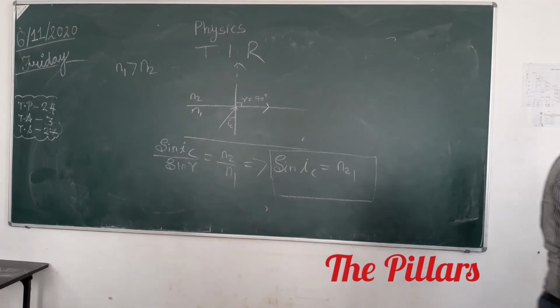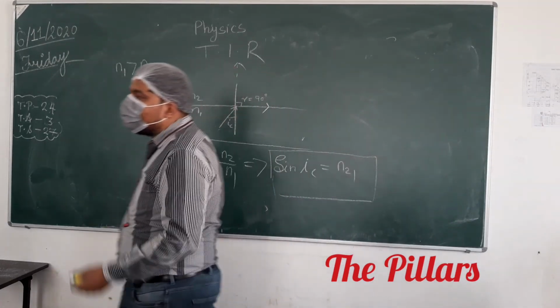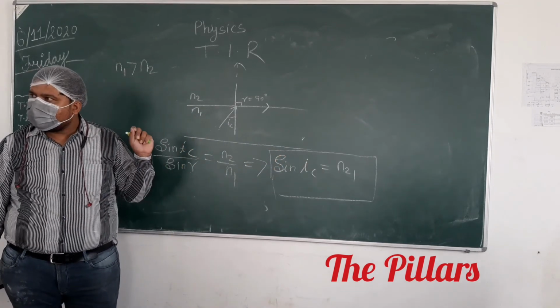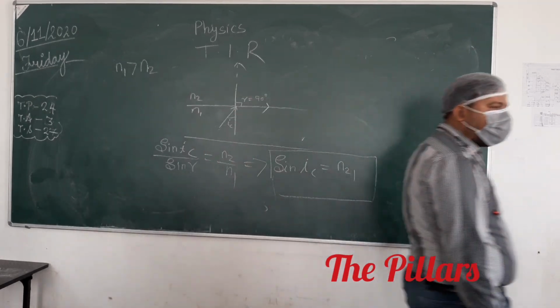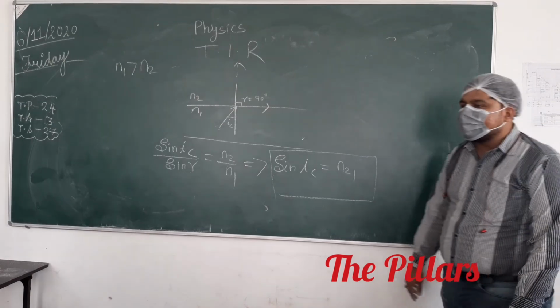Suppose we have glass and air, what should be the critical angle of that medium? We can use this relation directly? Yes or no? Sure? Okay, good. You can take a note. Further in the coming lecture.